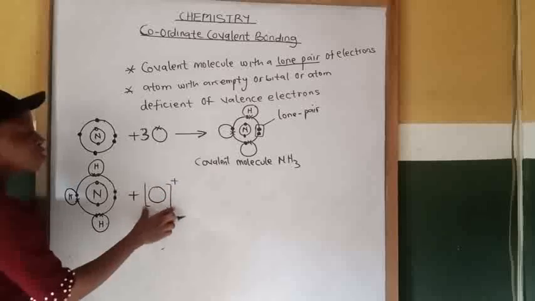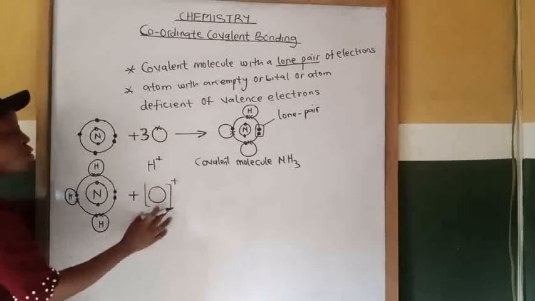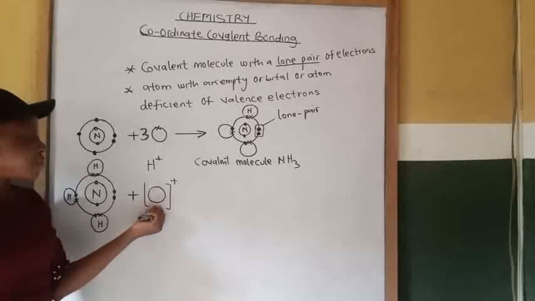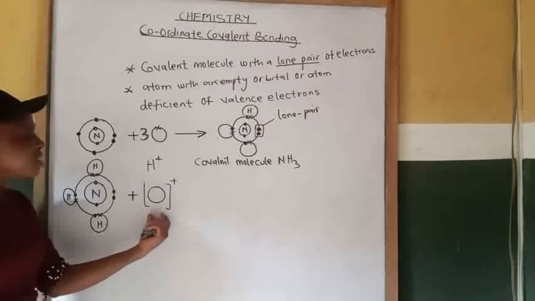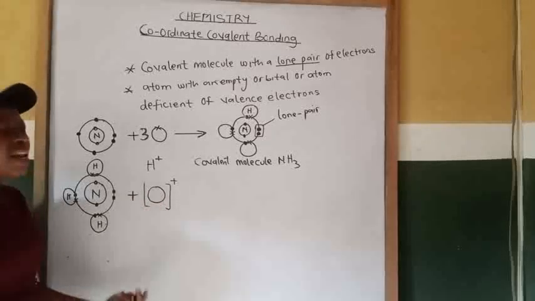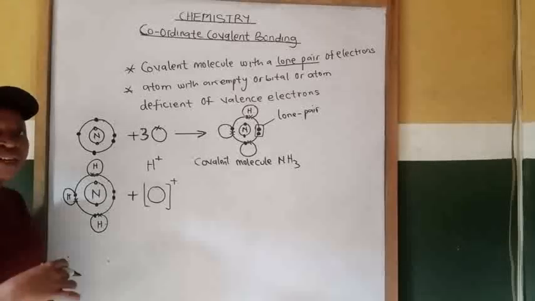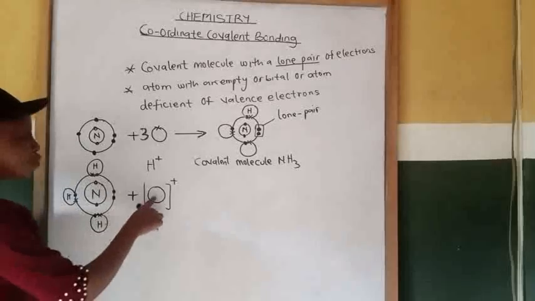So this is the structure of the hydrogen ion, because it has donated one electron. So it has an empty valence orbital. Then this hydrogen now needs electrons to achieve that stable structure of noble gas.